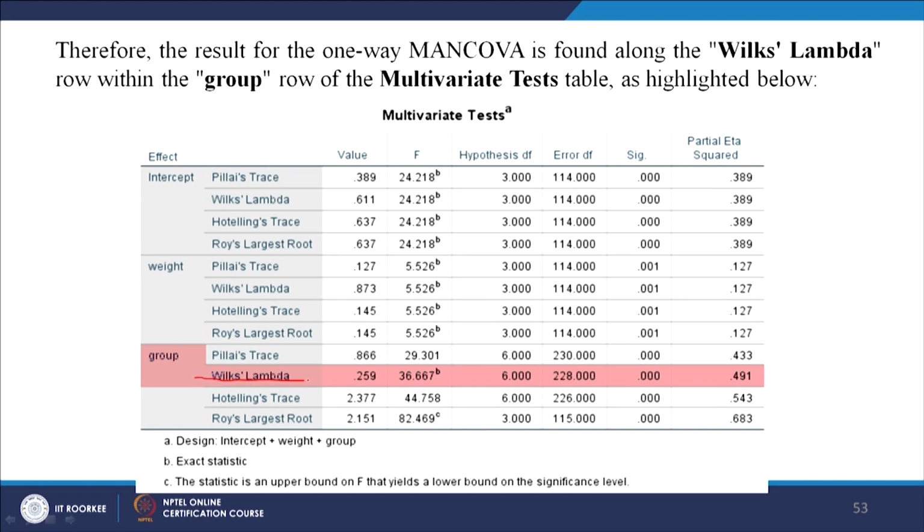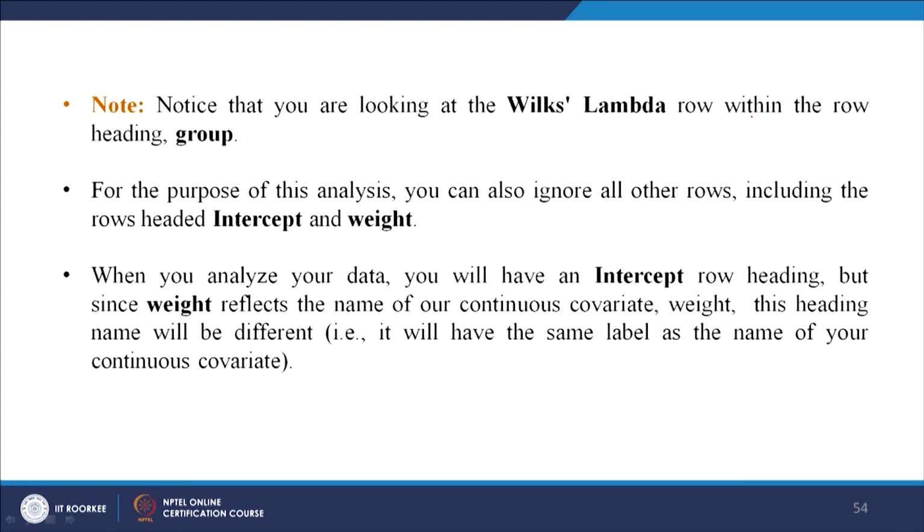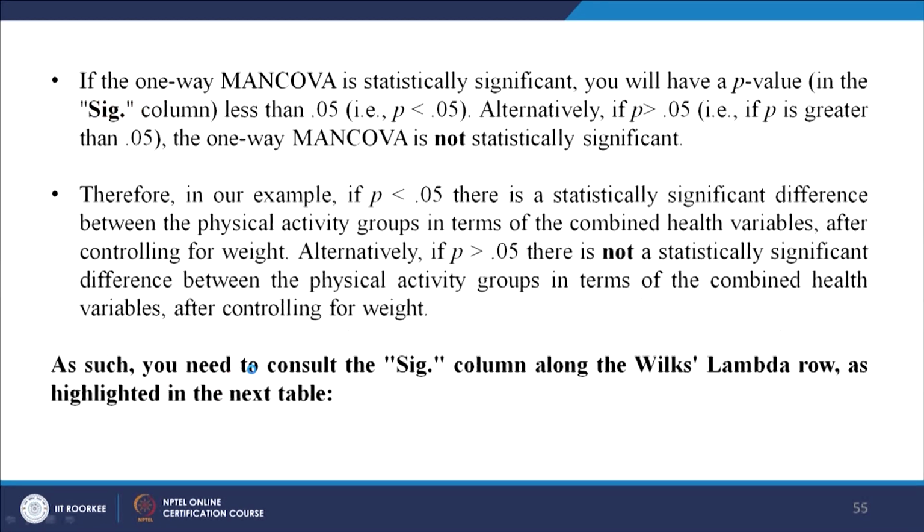So, go across this line. What is it saying? Is it significant? Yes, the eta square is this much. When you look at the Wilks' lambda, you ignore all the other things. When you analyze your data, you will have an intercept row heading. But since weight reflects the name of our continuous covariate, this heading name will be different. It will have the same name as your continuous covariate. So, forget this part, this is what we require.